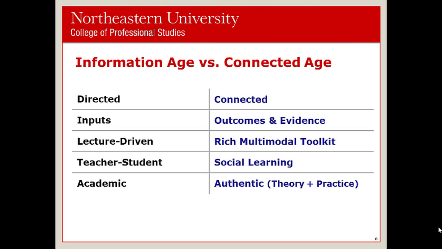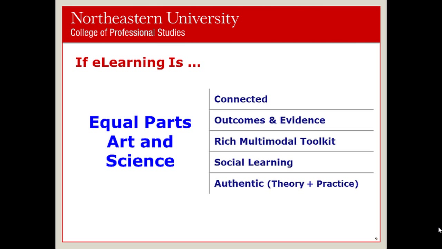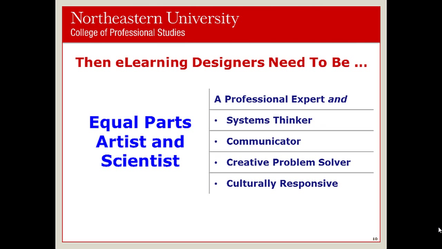So in a world of connected learning, there are many decisions to make. Learning design is the process of making wise decisions to create effective and engaging opportunities for learning. So, if learning is equal parts art and science, the art is the selection, the thinking about the design piece. The science is understanding how people learn, and the tremendous amount of research that has recently come out that is revolutionizing what we understand about what's happening in the brain when people are learning. Then we, by extension, need to be equal parts artist and scientist.